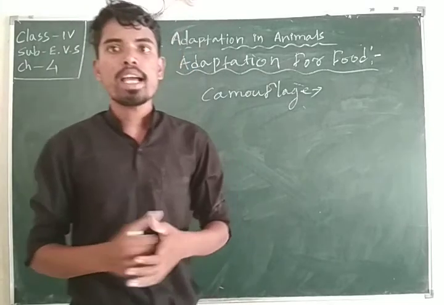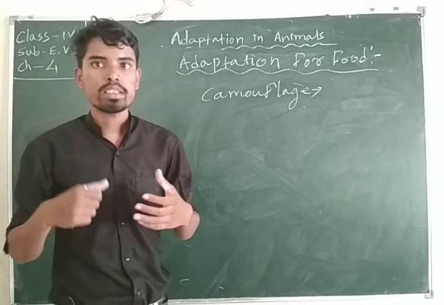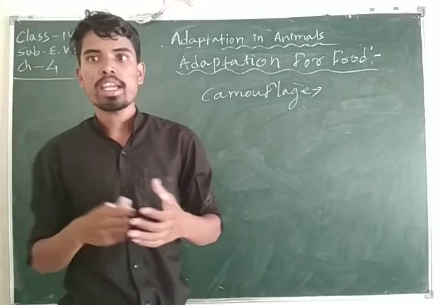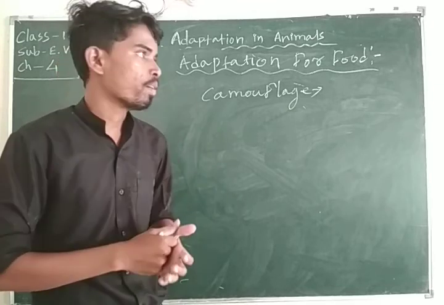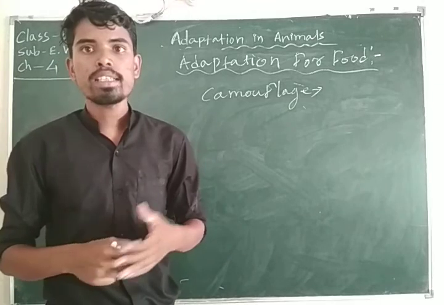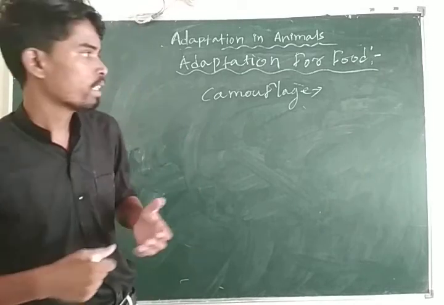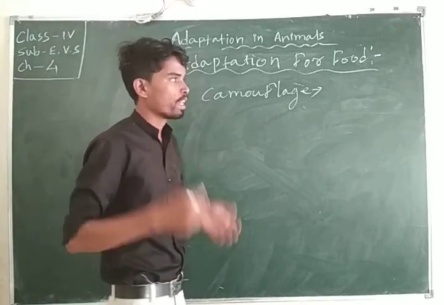Another type is that some animals mimic other animals for protection. A moth caterpillar defends itself by mimicking. And the next type is the animals that defend themselves from their enemies.